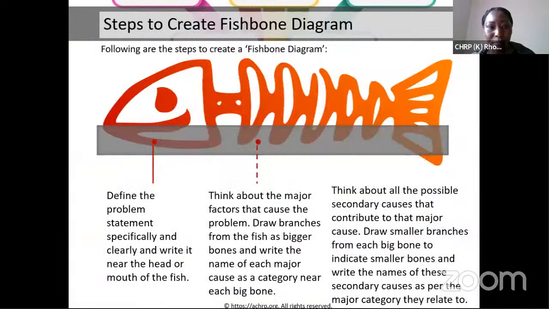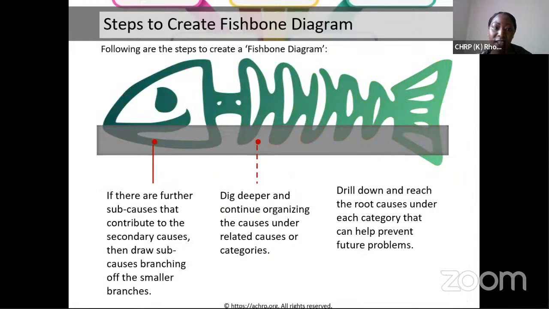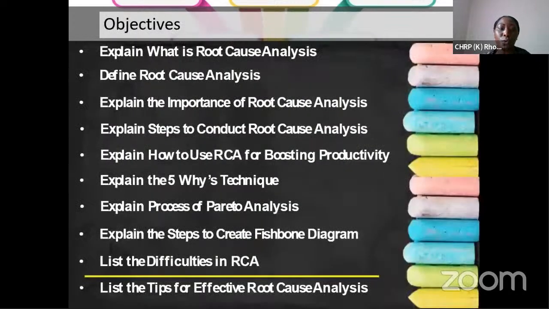Is it clear? So we say the head defines the problem statement: specifically and clearly write it near the head or the mouth of the fish. Then the other bones, which are the bigger bones: think about the major factors that cause the problem, draw branches from the fish as bigger bones, write the name of each major cause as a category near each bone, then think about all the possible secondary causes and contributors, and then draw small branches running through them. Then I think that is just the way you keep on reading that you can go further.